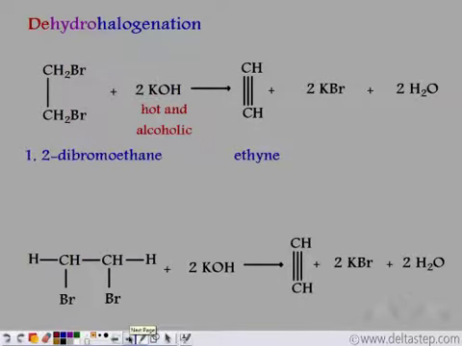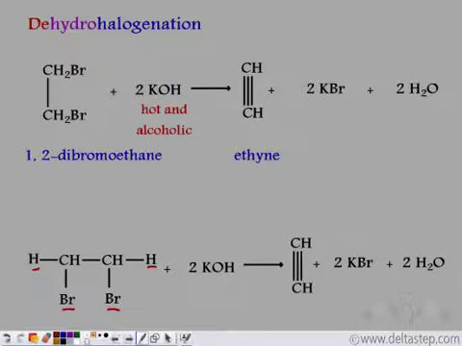We have 1,2-dibromoethane. We make it react with hot and alcoholic potassium hydroxide. So when it reacts with KOH, this has a special property. It leads to dehydrohalogenation. So now 1 hydrogen from this carbon and 1 bromine from this carbon. Similarly, 1 hydrogen and 1 bromine from the other carbon is removed.